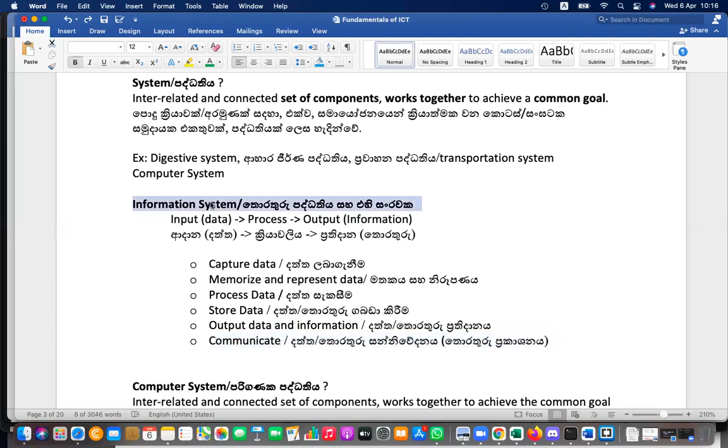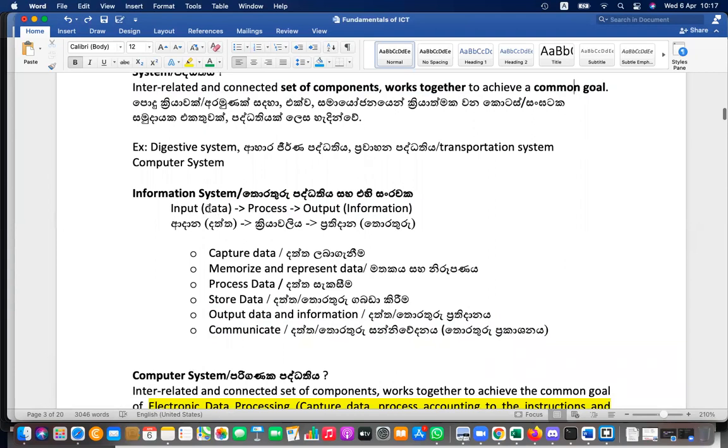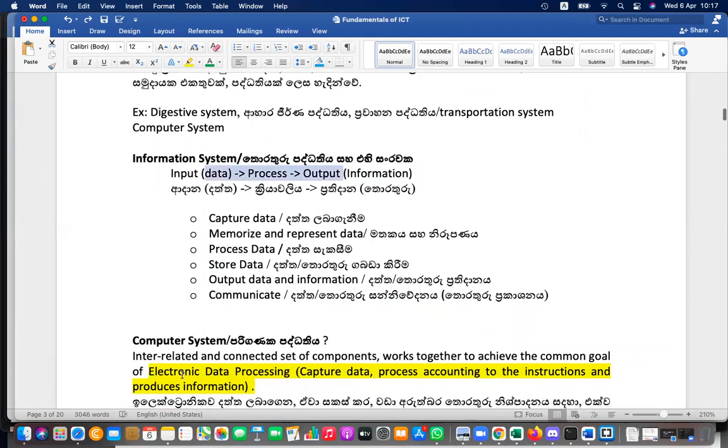That is actually your computer system, that is your information system. And computer system is a system related to information. Computer system is also an interrelated set of components that work together to achieve the common goal of what? So it is also a system. Interrelated set of components work together to achieve the common goal of data processing. Actually, it is happening electronically, no? So we call it EDP, electronic data processing. So it is an interrelated set of components that work together to achieve the common goal of electronic data processing.